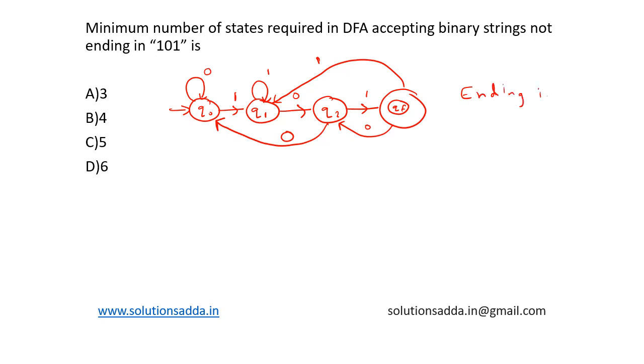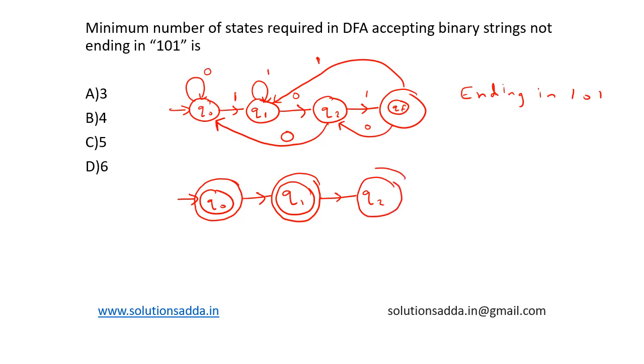Now, the complement of this DFA would be accepting binary strings not ending in 101. To find a complement, we just exchange the final states and the non-final states. So in the complement of the DFA, Q0 will be the final state. Q1 will also be a final state. Q2 also will be a final state. And QF will not be the final state. It will be a non-final state. And the transitions remain the same.